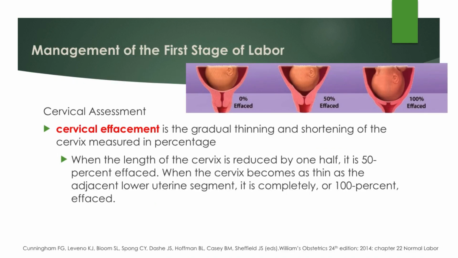So what is cervical effacement? Cervical effacement is the gradual thinning and shortening of the cervix measured in percentage. So when the length of the cervix is reduced by 1/2, we call that 50% effaced. When the cervix becomes as thin as the adjacent lower uterine segment, then we label that as 100% effaced, or fully effaced, or completely effaced.